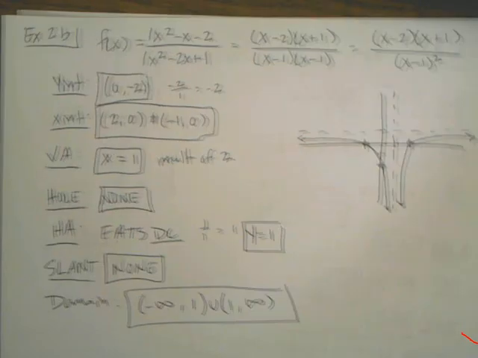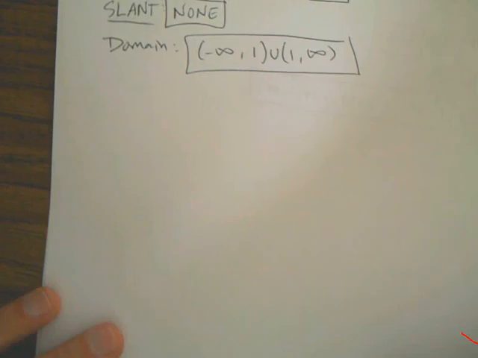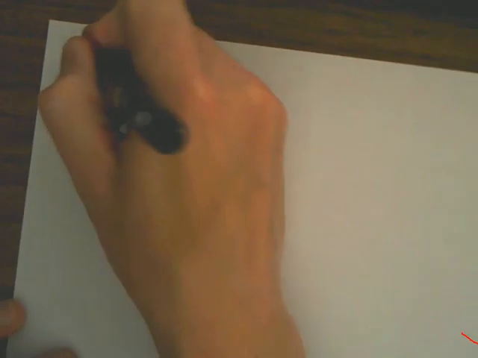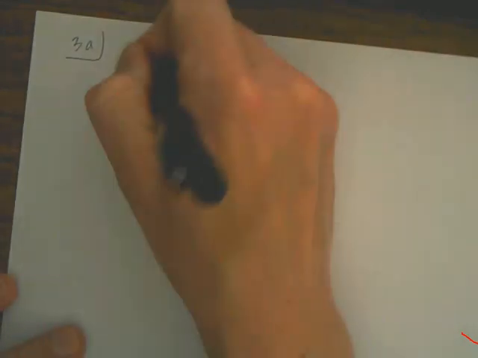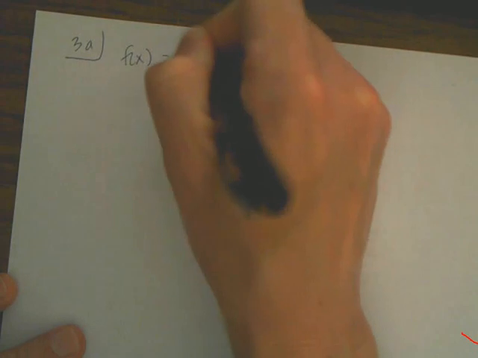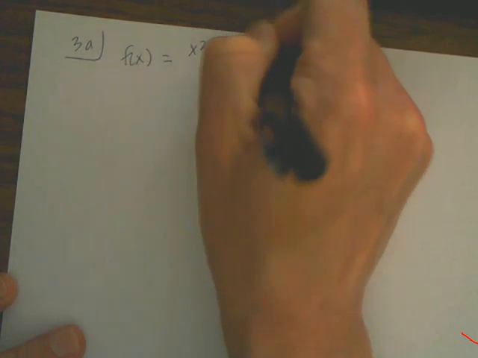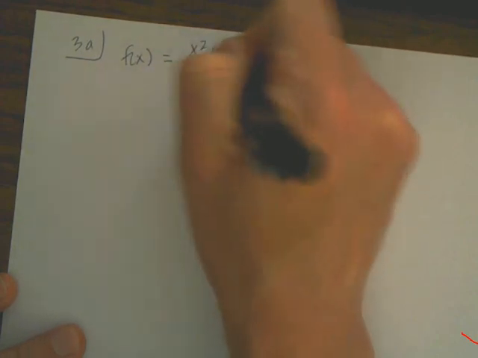All right, moving on to example 3A. This one is a little bit interesting, okay? 3A. F of x equals x squared plus x minus 6 over x minus 2.